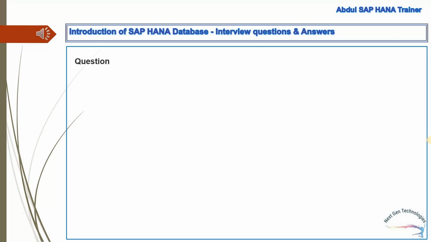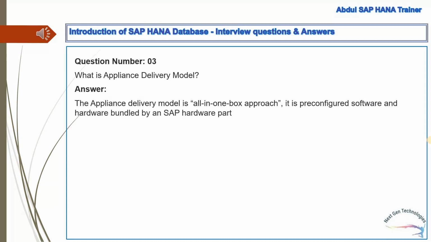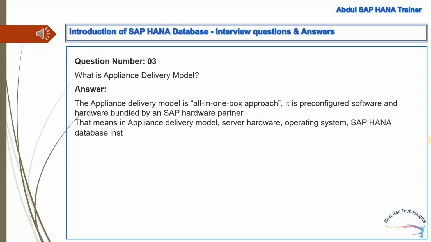Question number 3. What is Appliance Delivery Model? Answer. The Appliance Delivery Model is an all-in-one box approach. It is pre-configured software and hardware bundled by an SAP hardware partner. That means in the Appliance Delivery Model, server hardware, operating system, SAP HANA database installation and maintenance are managed by SAP or an SAP vendor or partner.